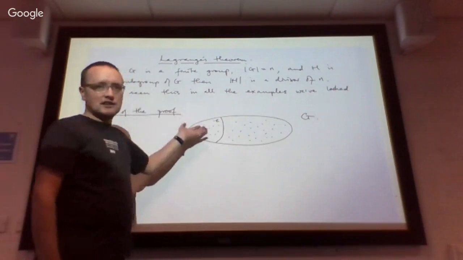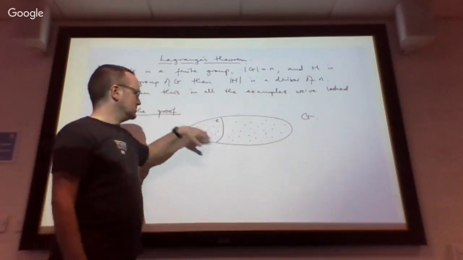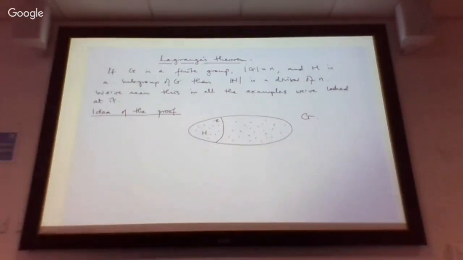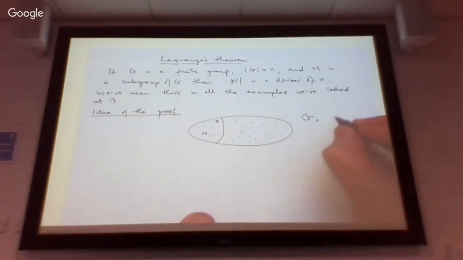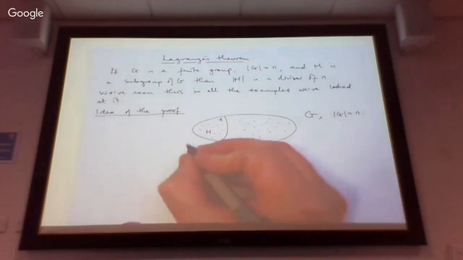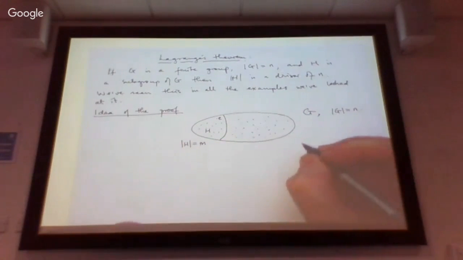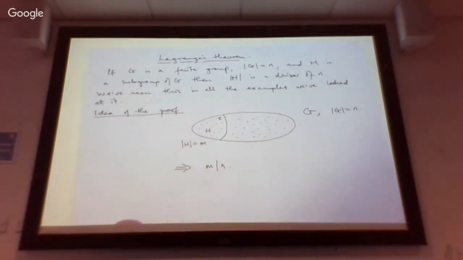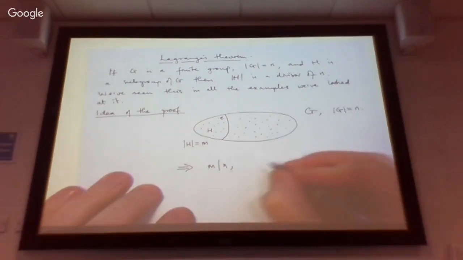If H is not a trivial subgroup, then there'll be some other elements in there, and there'll be some other elements left outside of H. Now, we're trying to show that if the order of G is n, and the order of H is m, this must imply that m divides n, using our dividing notation from second year, i.e. m divides n.